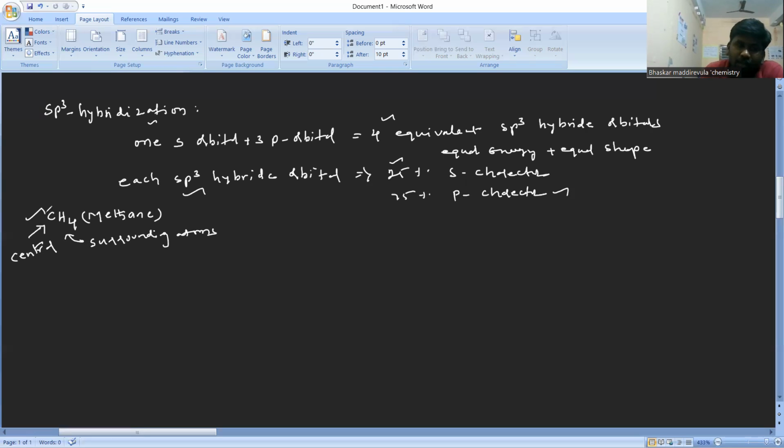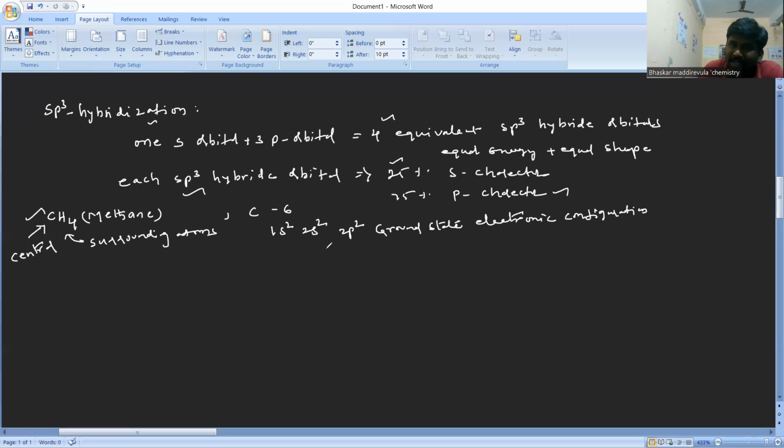Now, you will see the electronic configuration of the central atom, carbon, atomic number 6. Its ground state electronic configuration is 1s2, 2s2, 2p2.